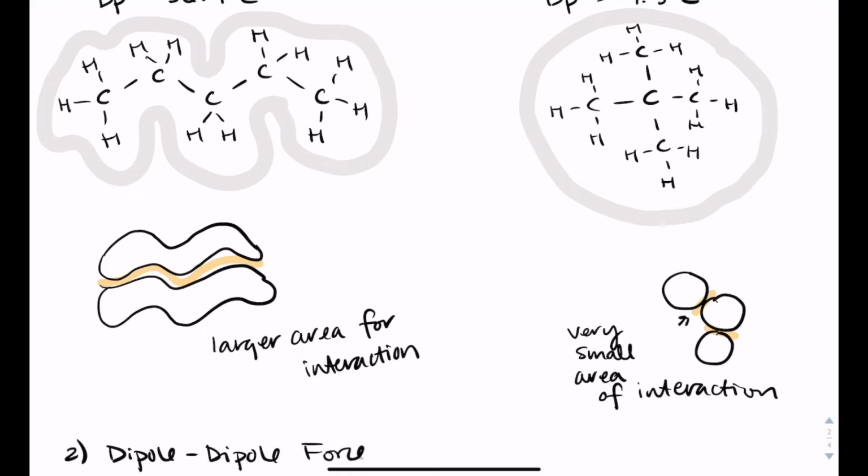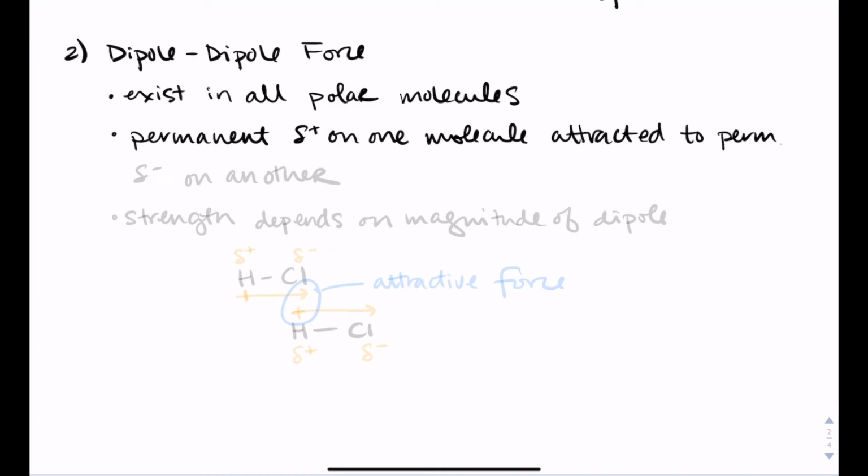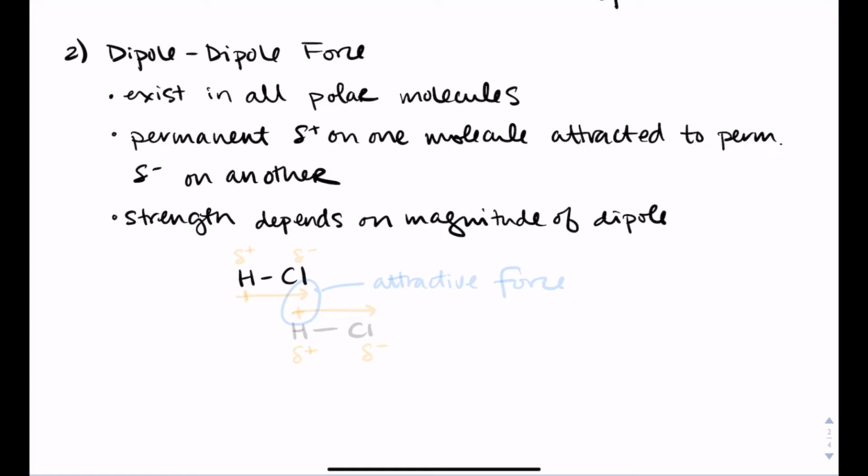The second intermolecular force, and the next strongest, I mean, we started with the weakest, so the next strongest intermolecular force are dipole-dipole forces. These exist in all polar molecules, or really all molecules that have a dipole moment. And now it's a permanent partial positive on one molecule attracted to a permanent partial negative on another. The strength for this depends on the magnitude of the dipole. So I have hydrochloric acid here as an example, right? Hydrogen, chlorine, they have a pretty big difference in electronegativity.